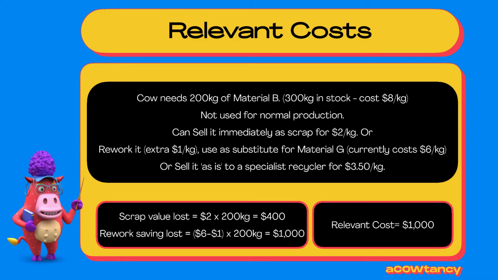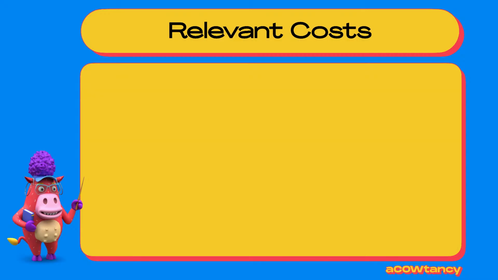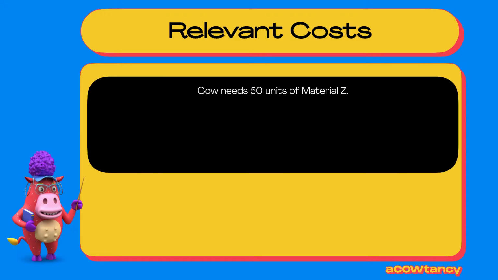So scrap value lost is 400. And the rework saving lost was $6 minus 1 times 200, which is 1,000. I didn't put in the specialist recycler because it didn't come to 1,000. Okay, all happy with that? So scrap value loss versus rework saving loss. Any questions? Super. Let's do one more with you.